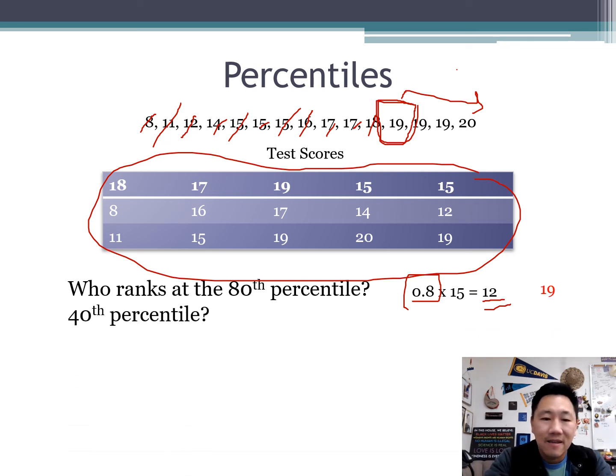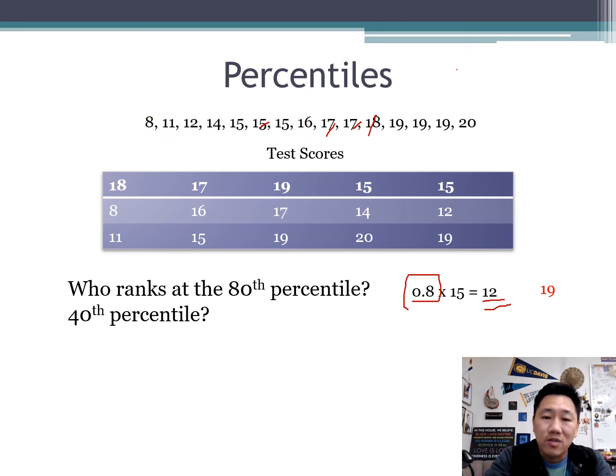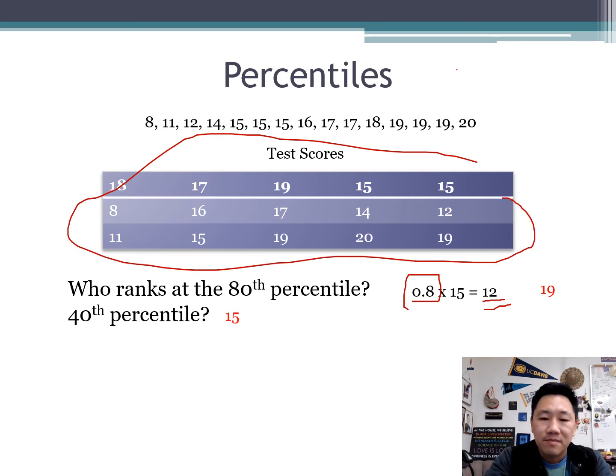So 19. And then if you wanted to do the 40th percentile, you would do the same thing. You would just do 0.4 times the 15 pieces of information here. And I think it ends up at 15, this person. And so this person is at the 40th percentile. All right, go ahead, try the homework, and have fun.